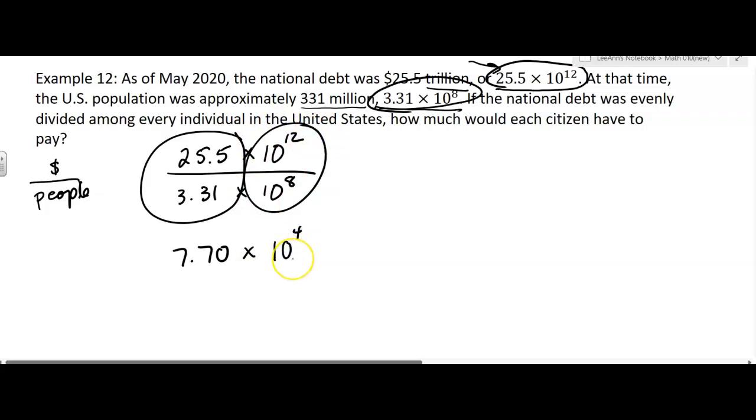And then if I want to put that as a decimal number, it's going to be 77000. So let's see. Oh, I have that written wrong. I have the comma in the wrong place. I did go 4 decimal places though, right? Okay, yeah. They want $77,000 per person.